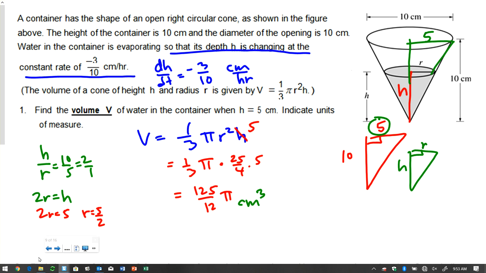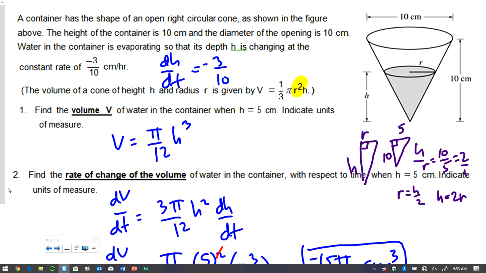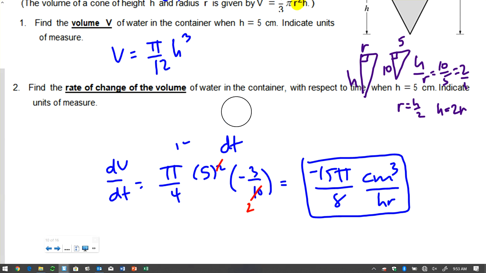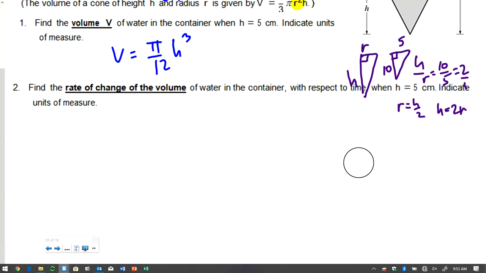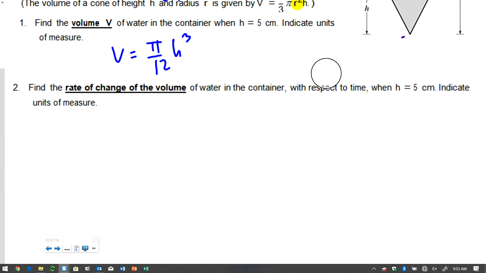So be very careful, guys. This is not a moment in time problem. It's not a calculus problem. It is a geometry problem. Okay, let's go on to the calculus problem, though. Number 2 says, find the rate of change of volume in the container. The rate of change of volume. All right, so here, dV/dt.